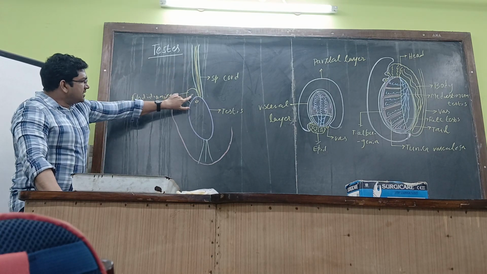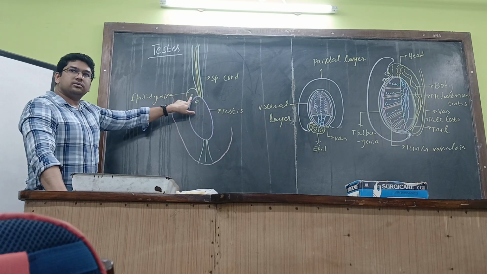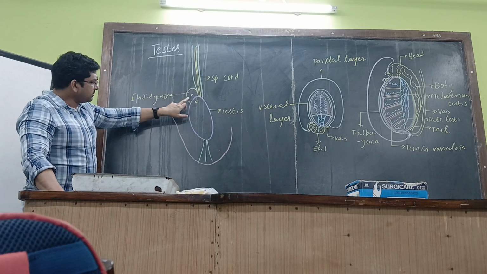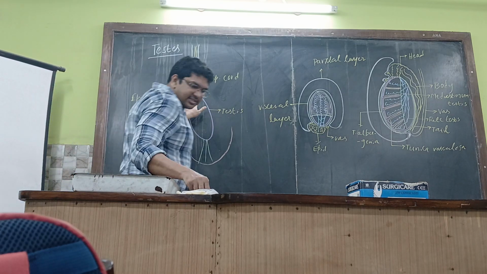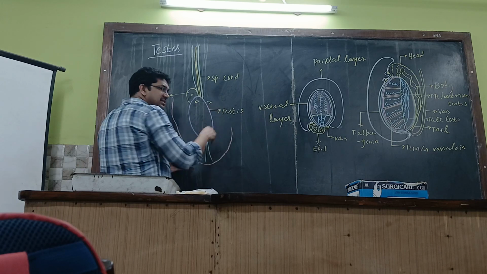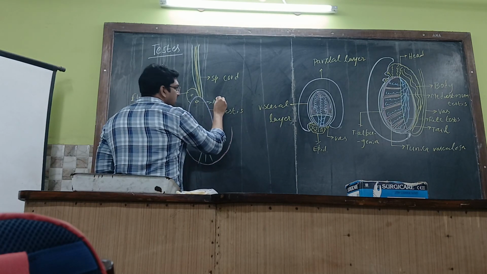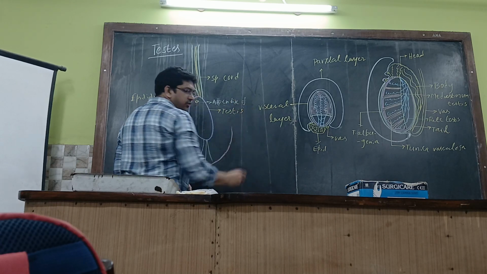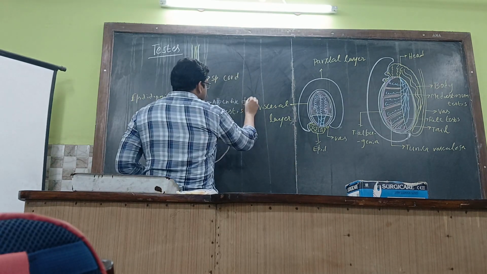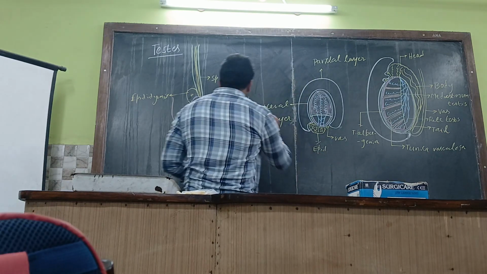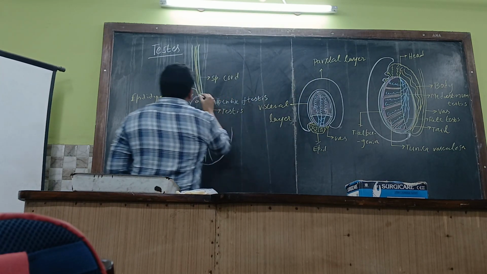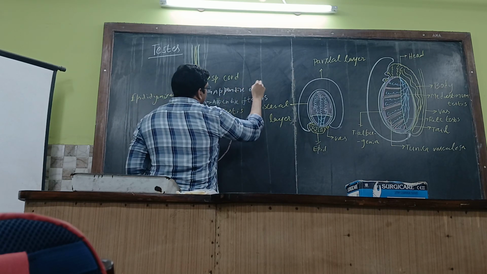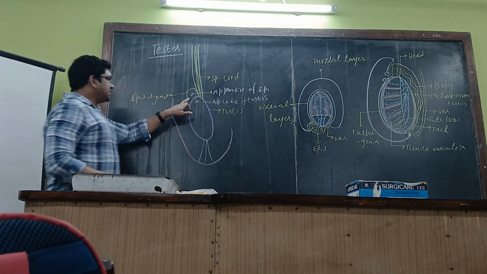So there is one small body over the head of the epididymis. That is called the appendix. Appendix means extra structure. Is it alright? Appendix of testis, and appendix of epididymis. So this might be the remnant of.